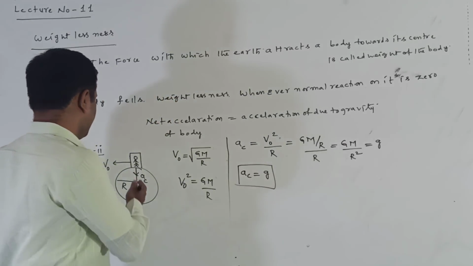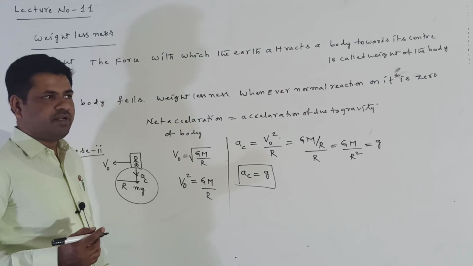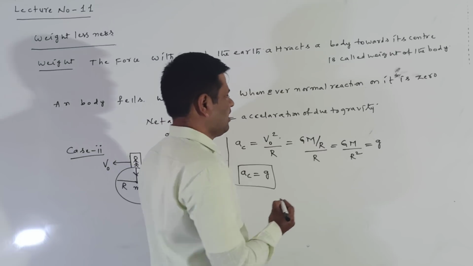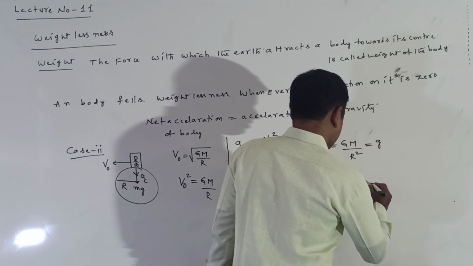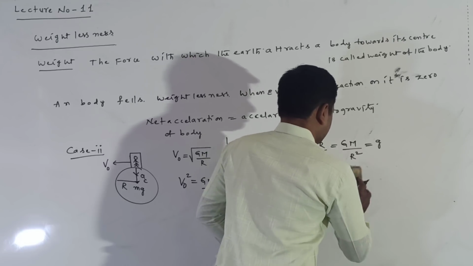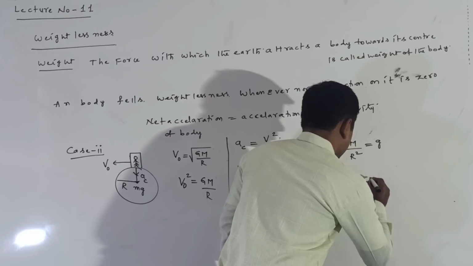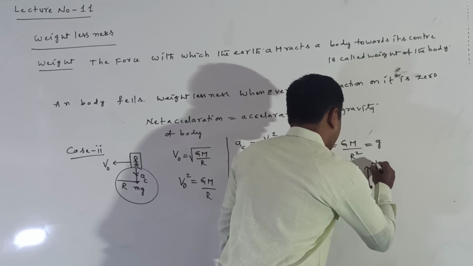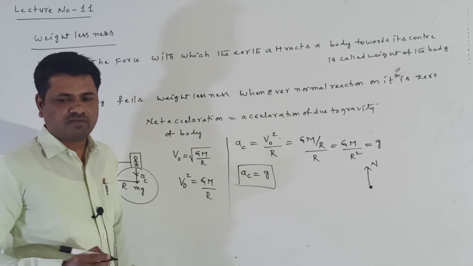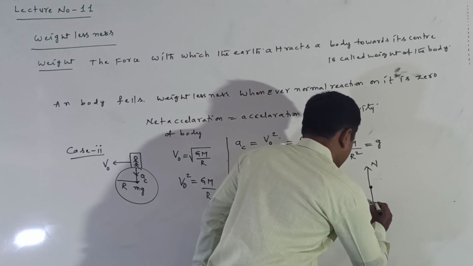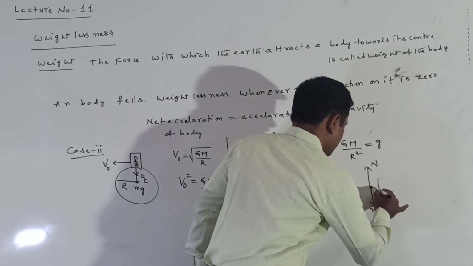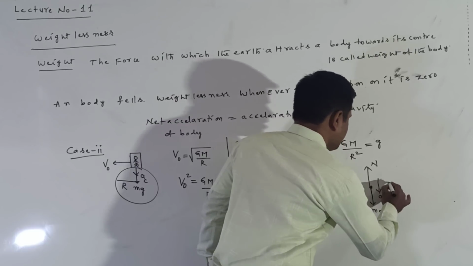Now we are drawing the free body diagram for the person. The normal reaction N is acting in the upward direction, and mg is acting in the downward direction. Already we know that the acceleration AC is also in the downward direction, but AC equal to g.